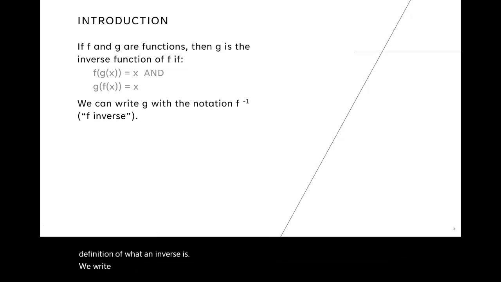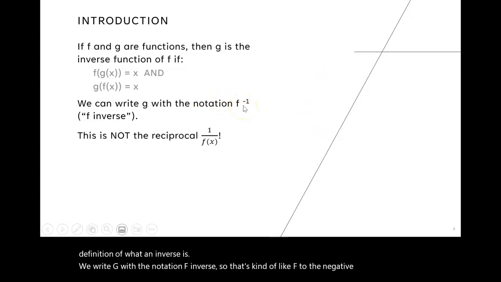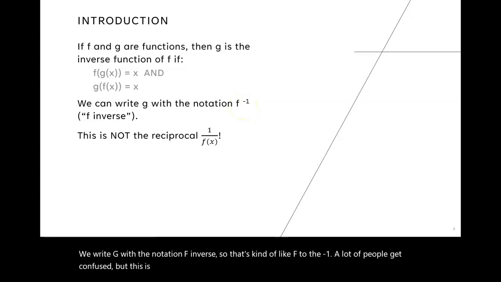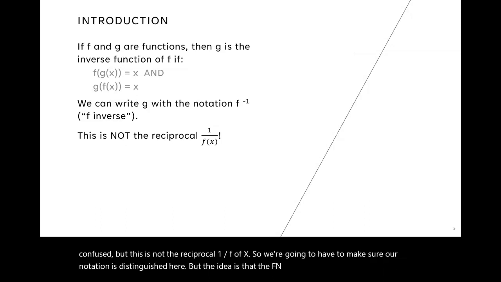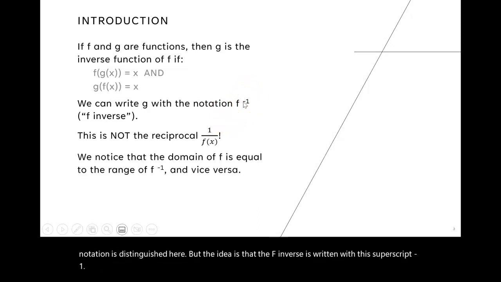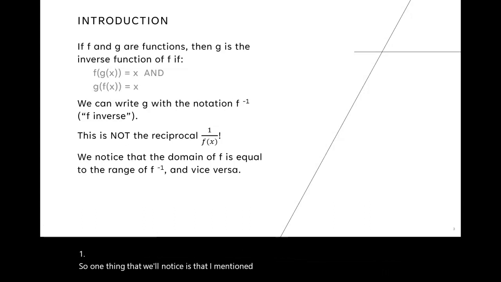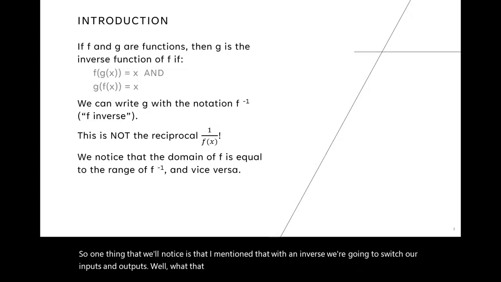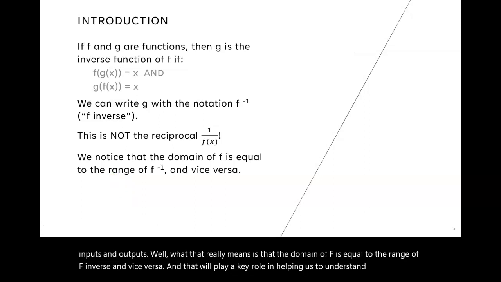We write g with the notation f inverse, so that's kind of like f to the negative 1. A lot of people get confused, but this is not the reciprocal 1 over f of x. So we're going to have to make sure our notation is distinguished here. The idea is that f inverse is written with this superscript negative 1. One thing we'll notice is that I mentioned that with an inverse, we're going to switch our inputs and our outputs. Well, what that really means is that the domain of f is equal to the range of f inverse and vice versa. And that'll play a key role in helping us to understand what the inverse function is doing.